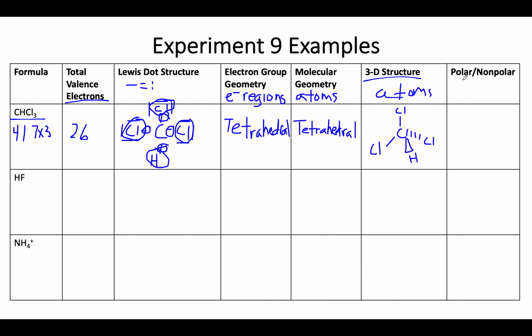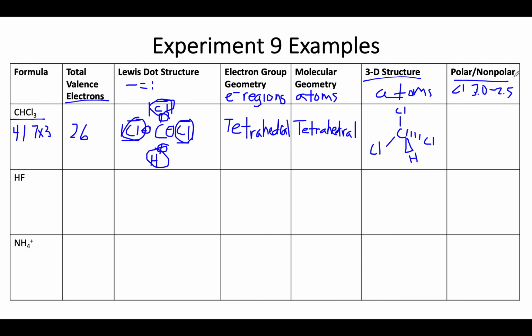Okay, so this last category is quite difficult. It's only one little box, it looks like, but you're determining, is this a polar molecule? To do that, you need the electronegativity values, and those are for chlorine 3, and carbon is 2.5.